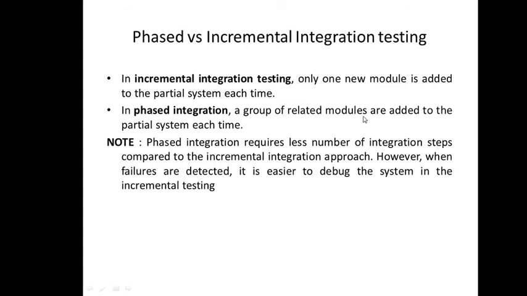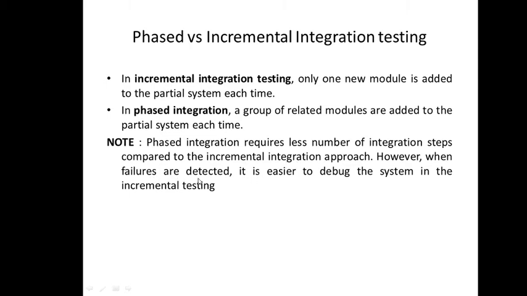That is, a group of related modules are added to the partial system each time, while in the incremental, only one new module is added to the partial system each time. And notice here, a phased integration requires fewer integration steps. It's true, when you add a group of modules together, ultimately the task will be completed very early, because instead of adding one module, we are adding a group of modules. So all the modules will be added quickly.